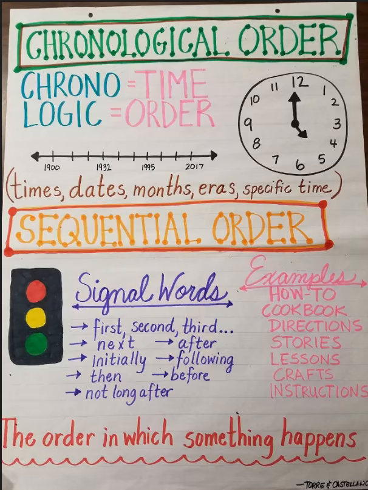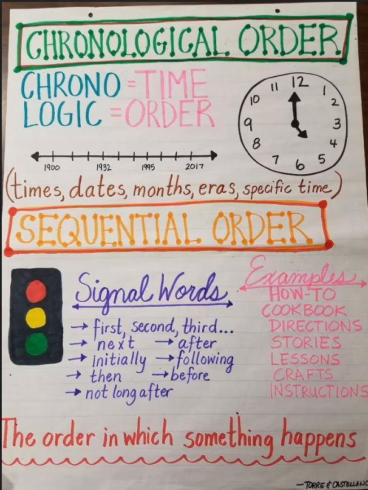So we'll talk first about chronological order. You'll see here that I have it broken down. The word itself has a lot of meaning. So chrono means time and logic means order. So this is in time order. The thing about chronological order is it's when it includes dates and times, specific times or eras or months. That's when you know it's in chronological order.